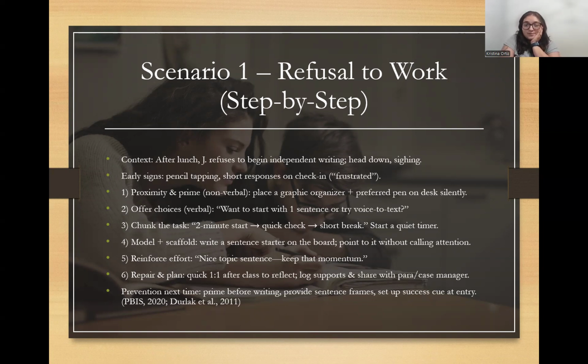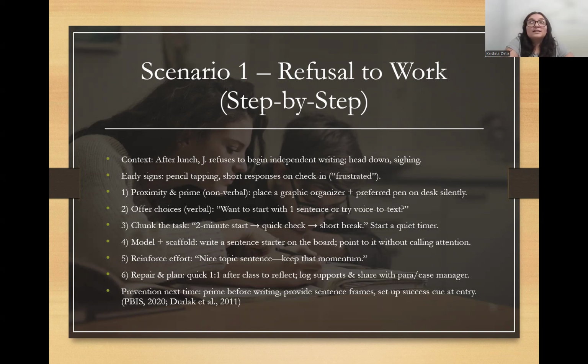Number one, proximity and prime, nonverbal. We would place a graphic organizer and preferred pen on the desk silently. Number two, offer choices verbally. Want to start with one sentence or try voice to text? Number three, chunk the task. 2 minutes you start, 2 minutes I start, quick check, short break, start a quiet timer. Number four, model and scaffold. Write a sentence starter on the board to help the student. Point to it without calling attention.